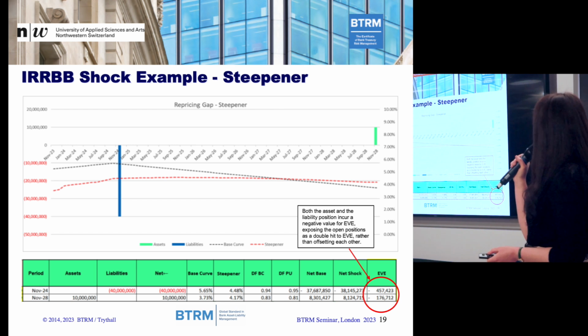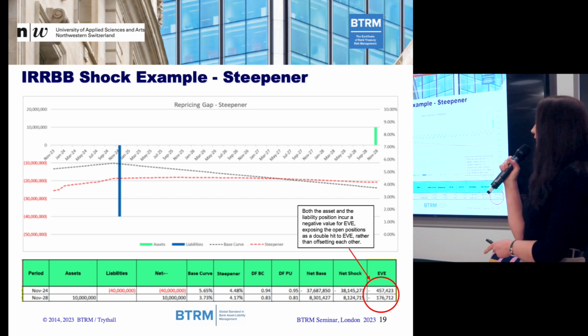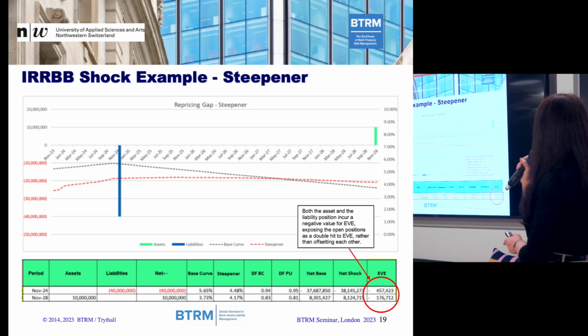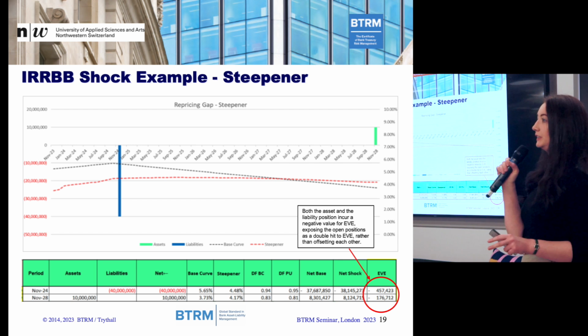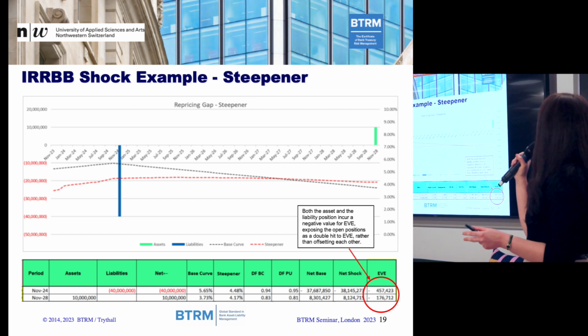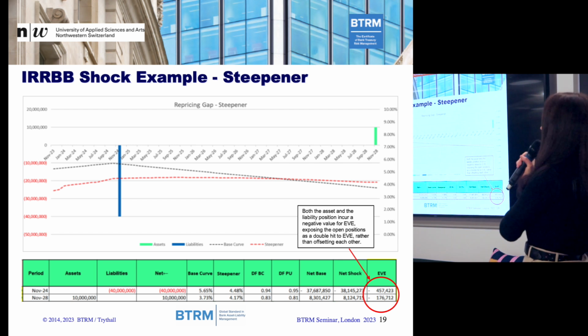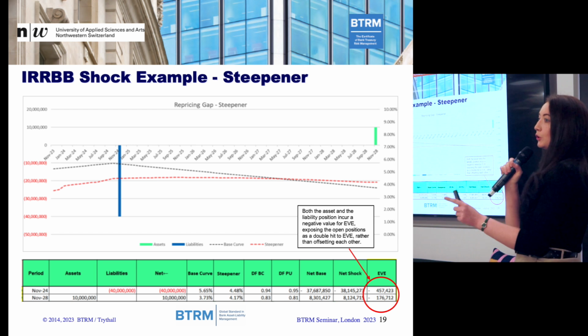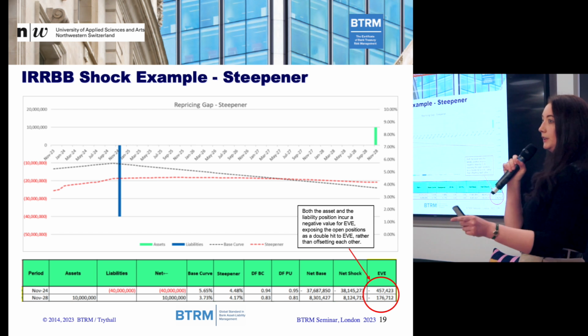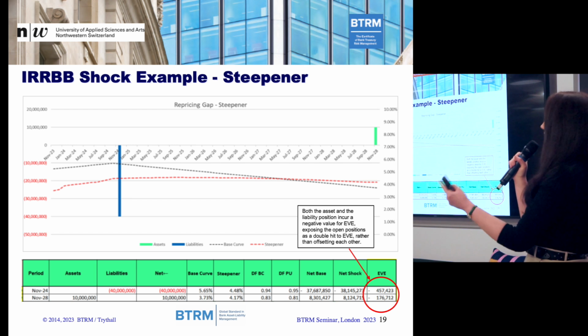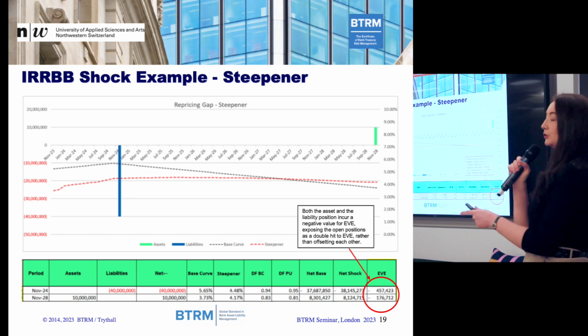So you can see here that both the asset and liability position incur a negative EVE value. So that exposes that there's open positions that before they were hidden, and now with the non-parallel shock, which is a steepener, you've got a double hit. You've got a hit in the 1 year and a hit in the 5 year that add together to show that you've got interest rate risk there.